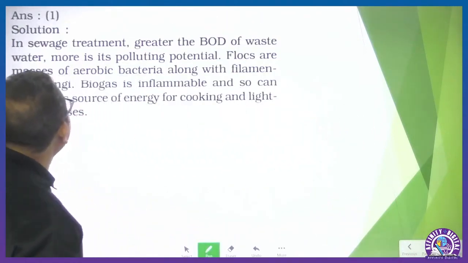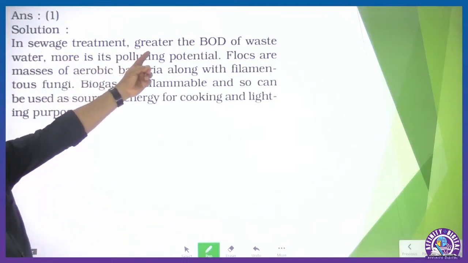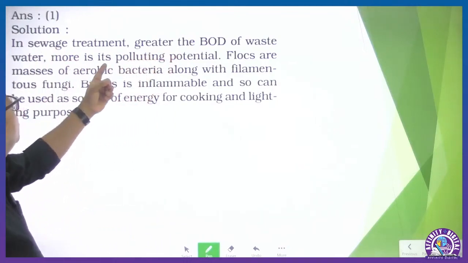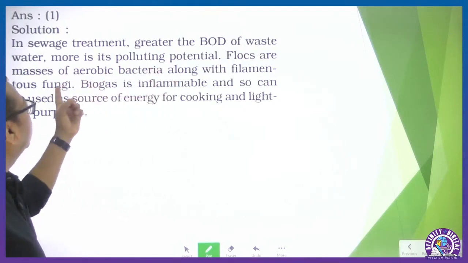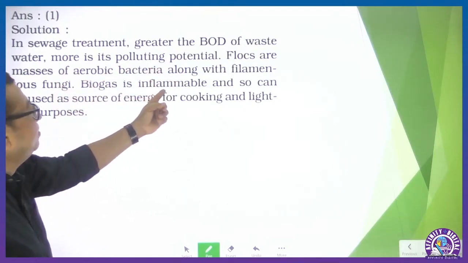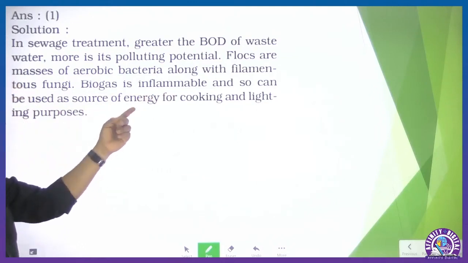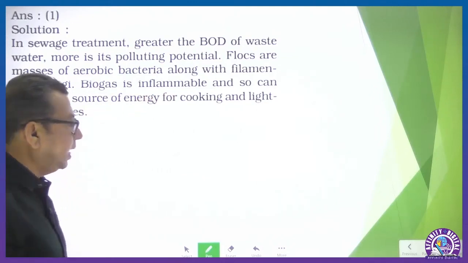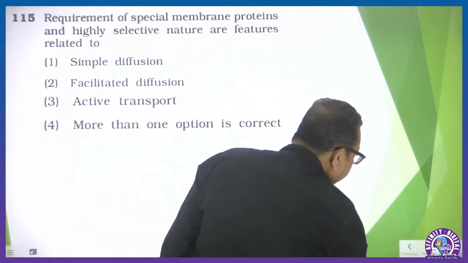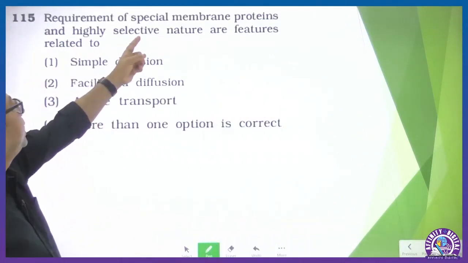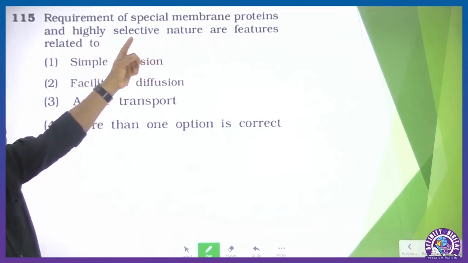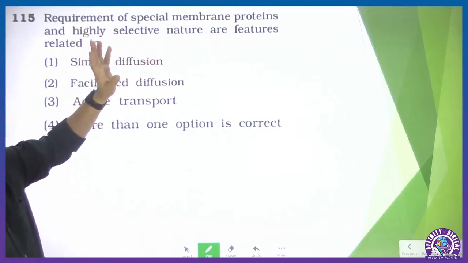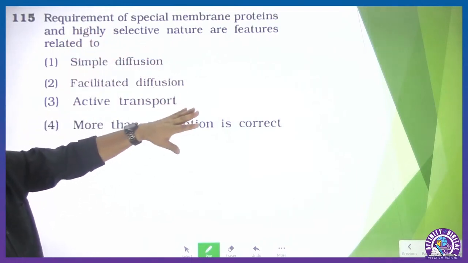Next is, here I have put the solution, so what is it? Greater the BOD, more is its polluting potential, flocks are masses of aerobic bacteria along with filamentous fungi, biogas is inflammable, so it can be used as source of energy for cooking and lighting purposes. Moving on to the next question, requirement of special proteins. This is a question on the transport in plants chapter; I have put a representative question from this sub chapter in this paper.